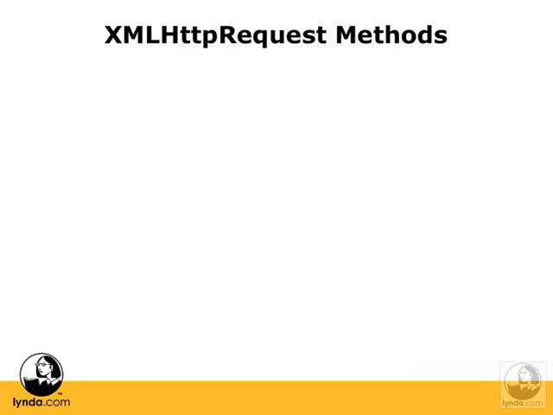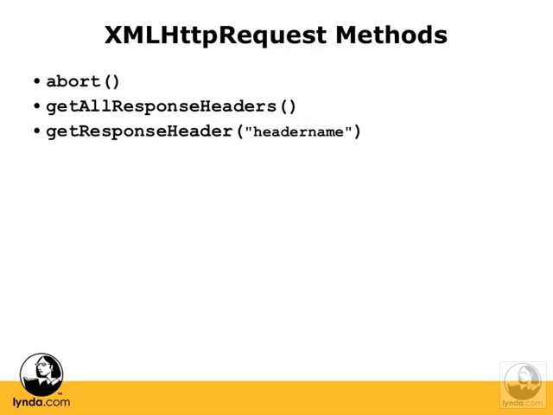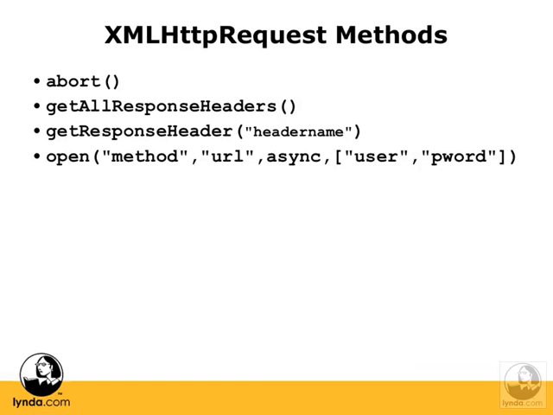As with any good JavaScript object, XML HTTP request has methods. And again, we'll be looking at these in much more depth over the next few lessons. There's abort, which says abort the request. getAllResponseHeaders, which asks the server for the response headers. getResponseHeader, in which you pass a particular header name and get a response. The open method, which can be passed several different parameters. There's method, URL, an async flag, which is true or false, and the optional username and password.